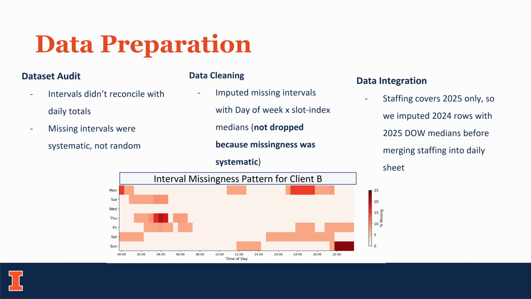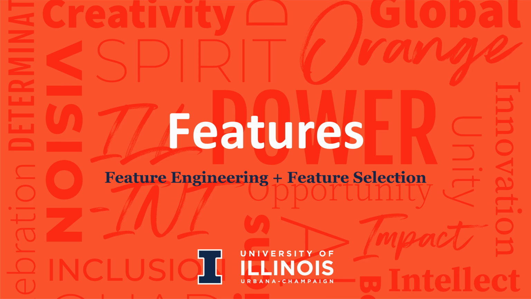For data prep, we found two key issues during auditing. First, the interval totals didn't match the daily totals, and this was because there were missing intervals in the data. The missingness was systematic, as you can see here, so we imputed those using day of week and slot medians instead of dropping them. And second, we realized the staffing data only covered 2025, so we filled in 2024 using the day of week medians, assuming the schedules are relatively stable year to year, and then we integrated that into the daily sheet.